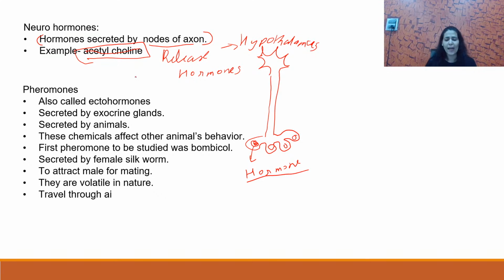Insects, absolutely, Pradeep. Insects are the ones which release pheromones. Some higher animals other than insects also release pheromones. Pheromones are also known as ectohormones because they are released outside the body.